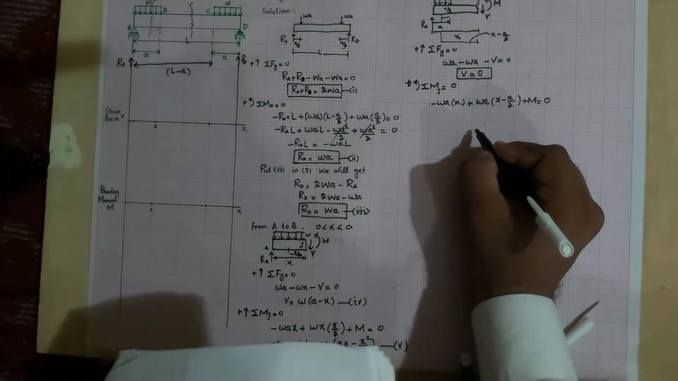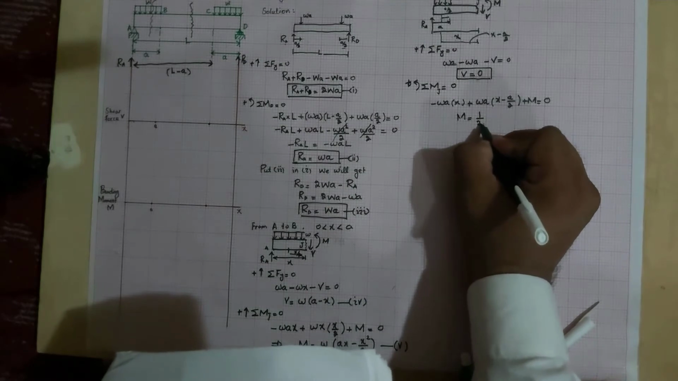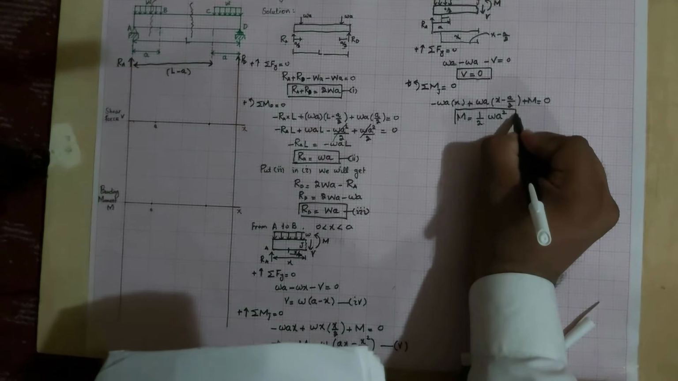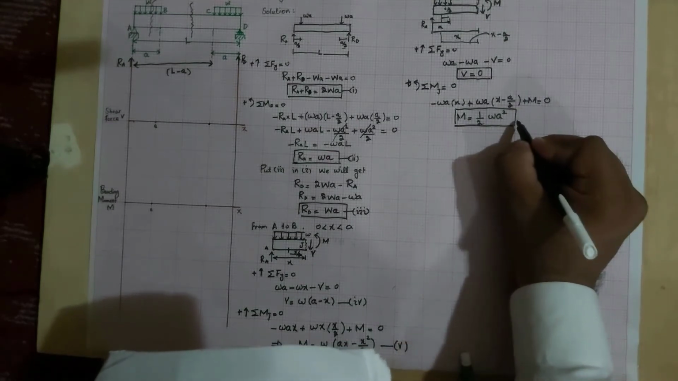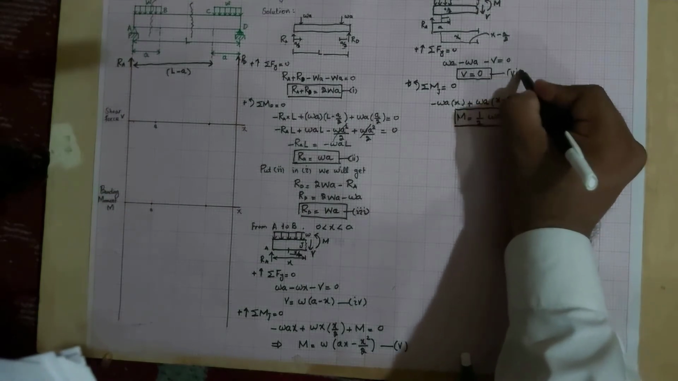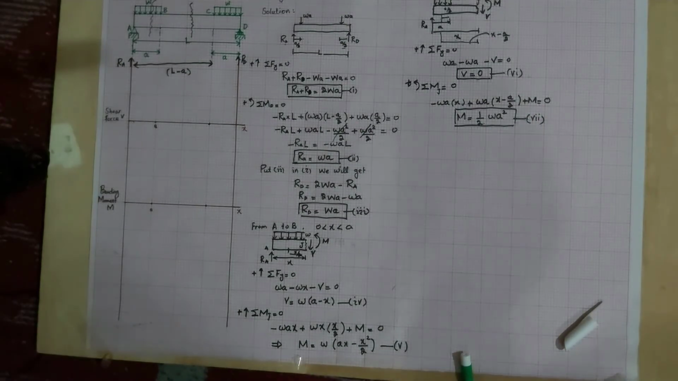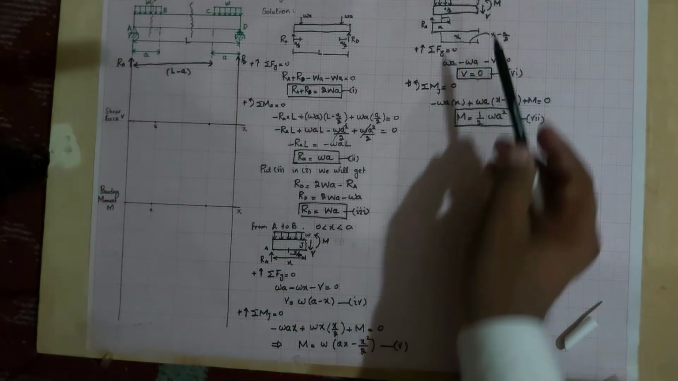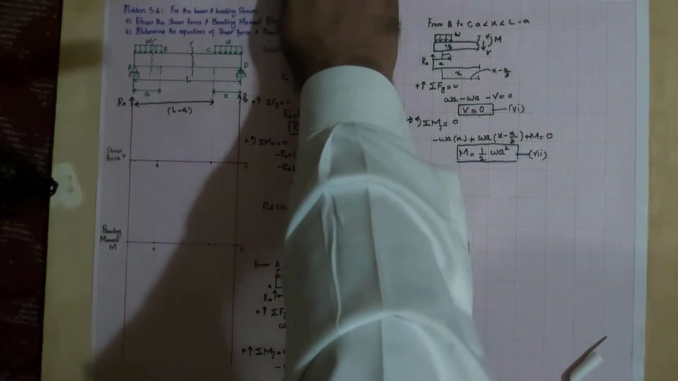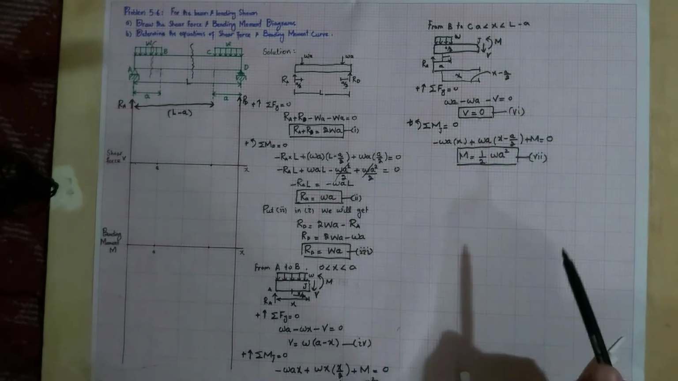When you solve this equation, the moment comes out to be half of omega A square. So this is the bending moment equation. Let this be equation 6, this is equation 7. So equation 7 is the bending moment equation, and it's valid for X greater than 0 and X less than L minus A.